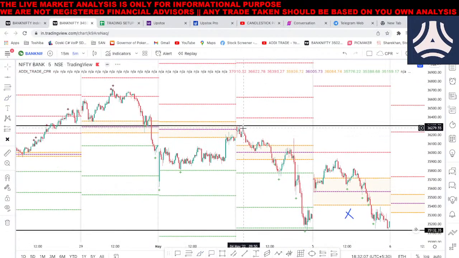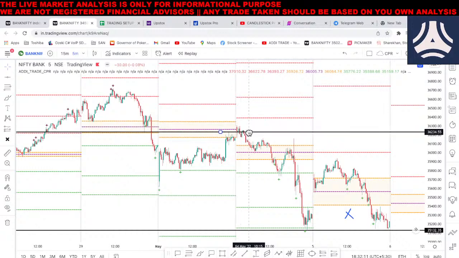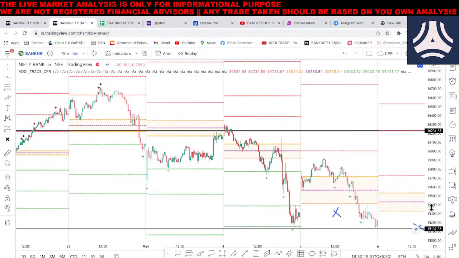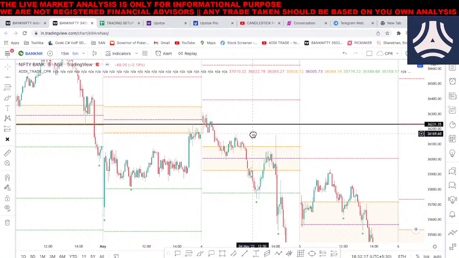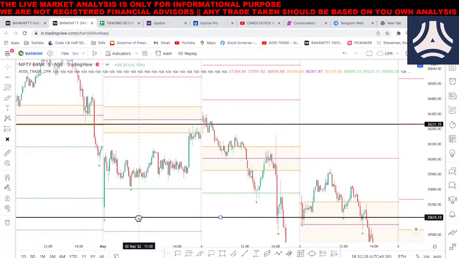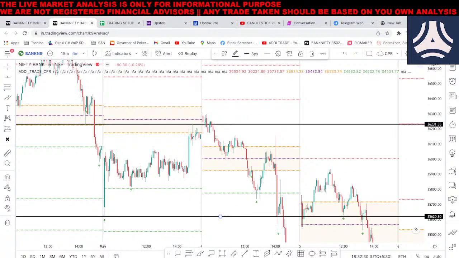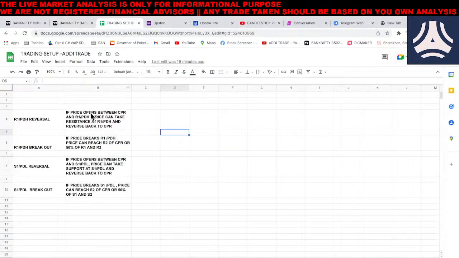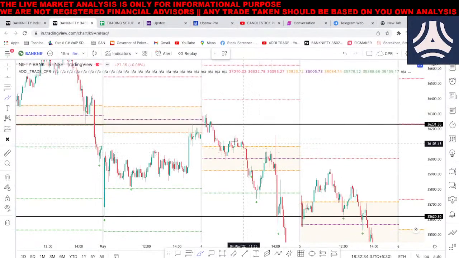Now coming to 4th May. For 4th May, I'll just expand this. The previous day high was this level of 36,200, and the previous day low was here, correct?